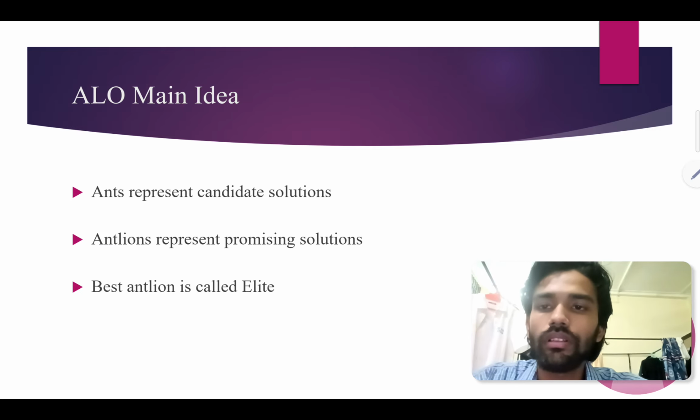Coming to the next slide, the main idea of ALO is that in the algorithm, ants represent candidate solutions. Antlions represent promising solutions. The best antlion is called the elite. And the goal is that ants search randomly, antlions guide them, and the best solution survives.